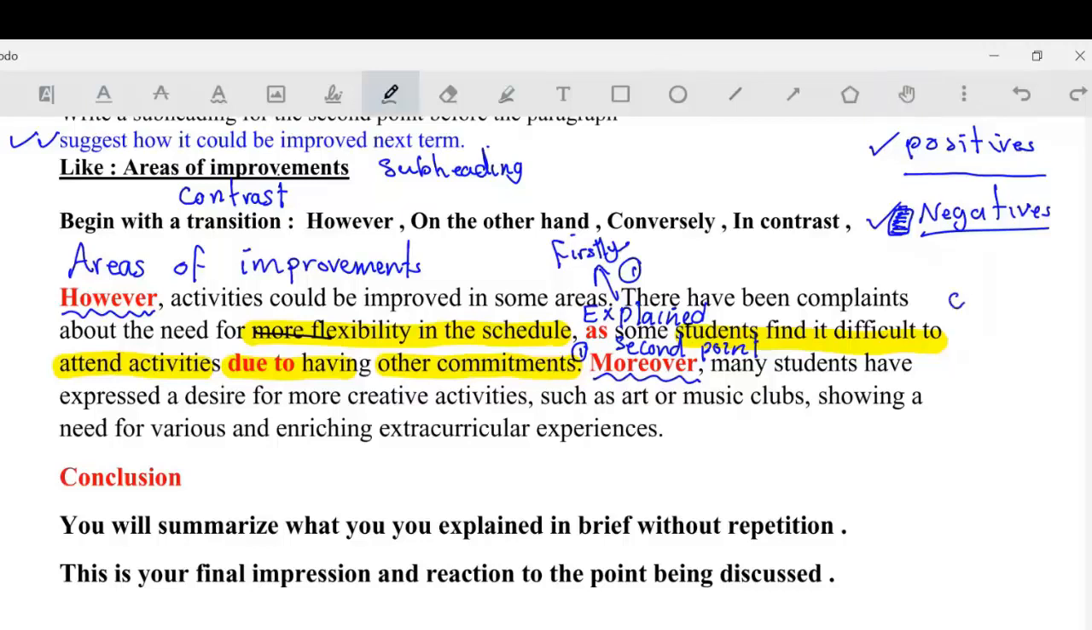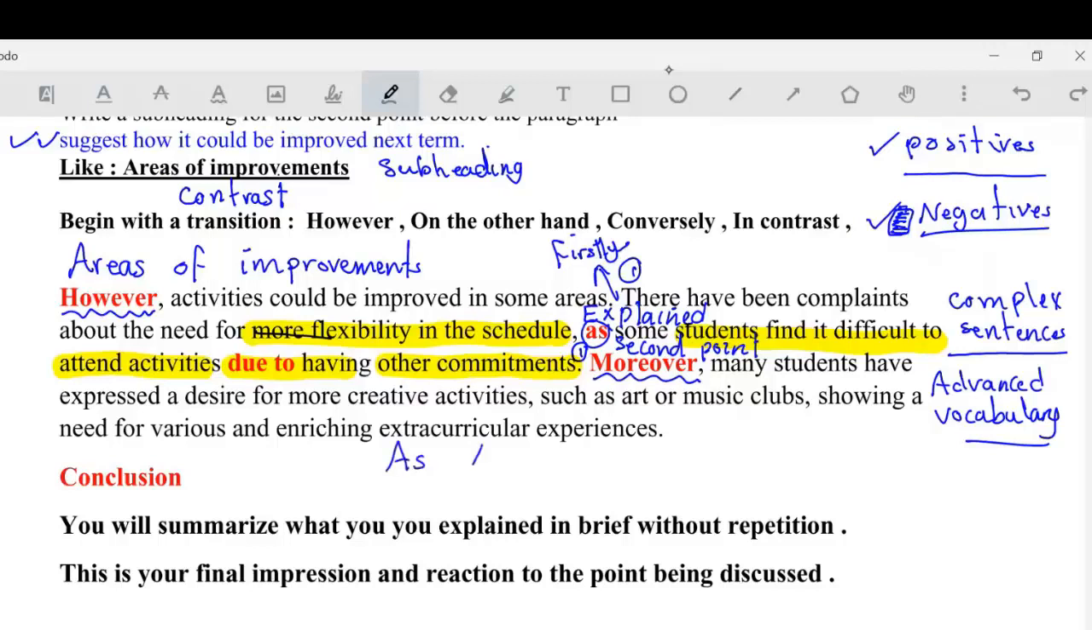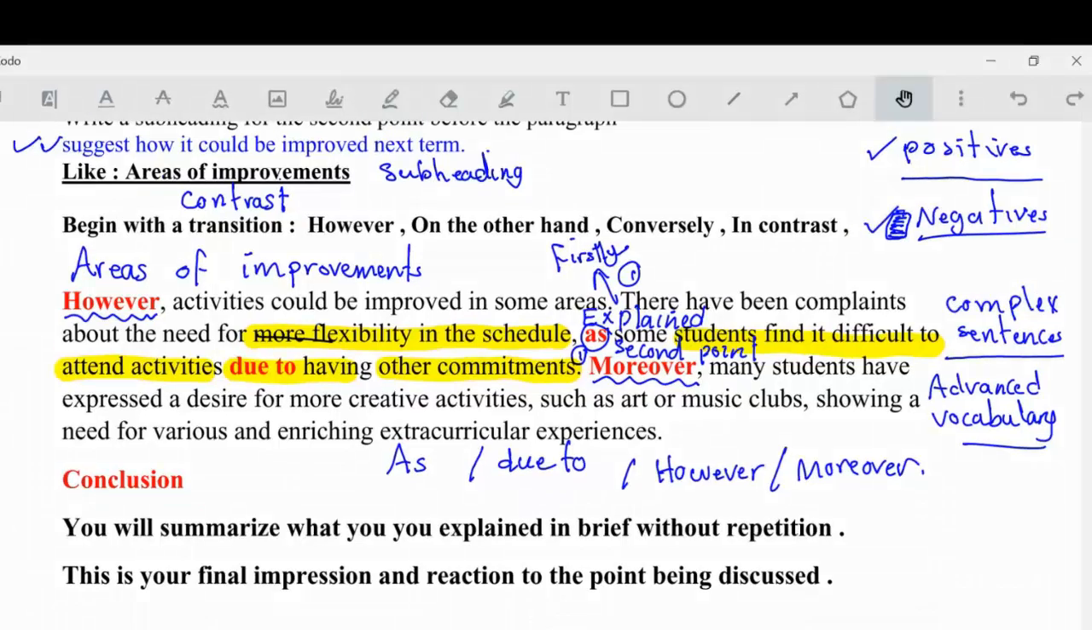I used complex sentences again, and I used advanced vocabulary. Where are the complex sentences? Here I used the word as, which is a connective for complex sentences, and due to in the third line. Okay, that's all. And I used 2 connectives to link ideas, which are however and moreover. Now I finished the body paragraph.